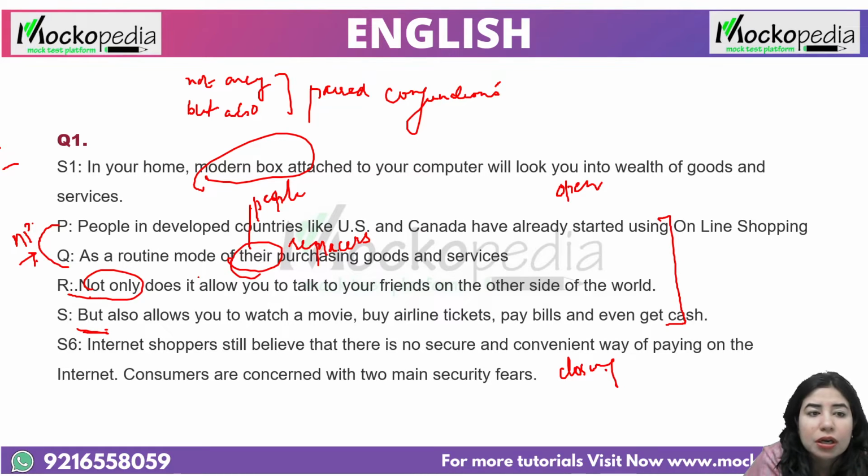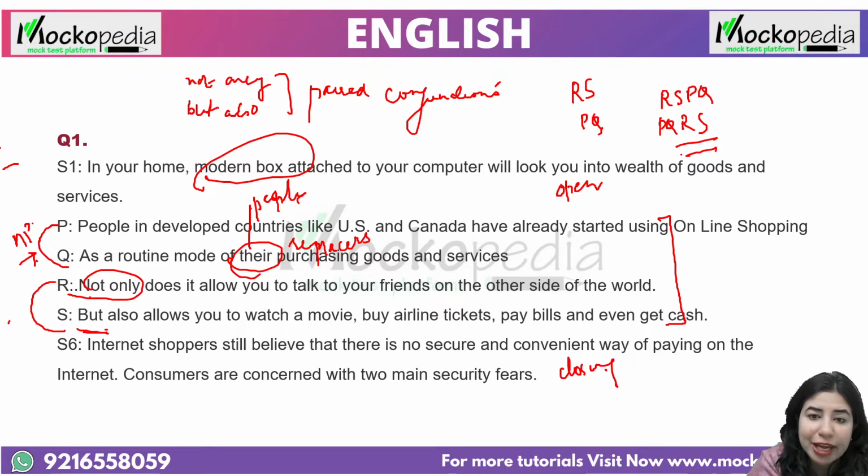So take a look. "Not only does it allow you to talk to your friends on the other side of the world, but also allows you to watch a movie, buy airline tickets, pay bills, and even get cash." So how is this modern box attached to your computer doing so? So definitely we can conclude that RS is a mandatory pair. Now out of the given combinations, PQ will work better and RS will work better. Now we have two sets with us. We have RS and we have PQ. So there can be two possibilities. Either we go for RS PQ or we go for PQ RS.